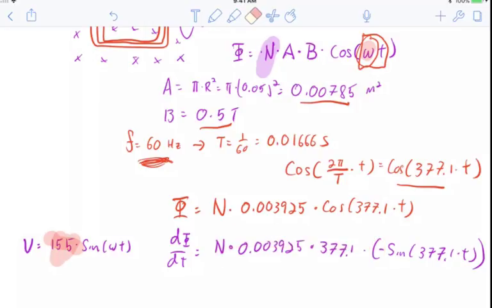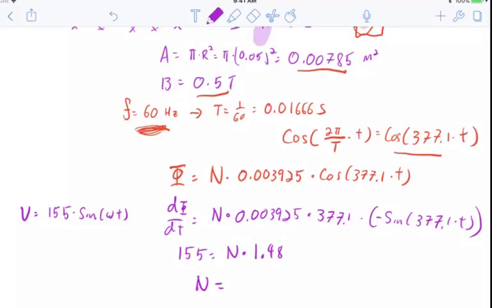So, in other words, we want to make 155 equal to n times, I'm going to multiply those together, 0.003925 times 377.1. That's 1.48. So the number of windings has to be 155 divided by that n. Oh, sorry, 104.7. All right, so you need 105 windings. Ta-da! Okay. So let's move on.